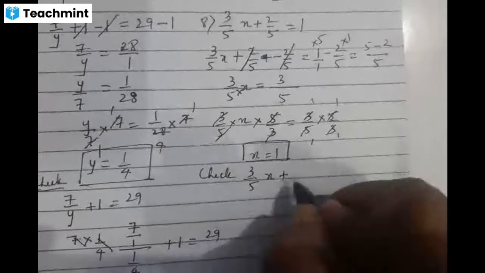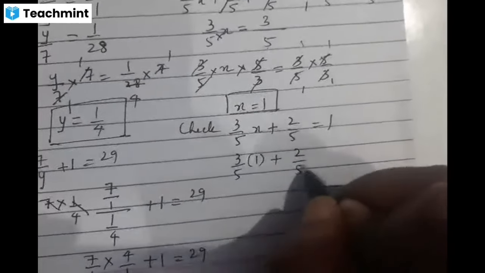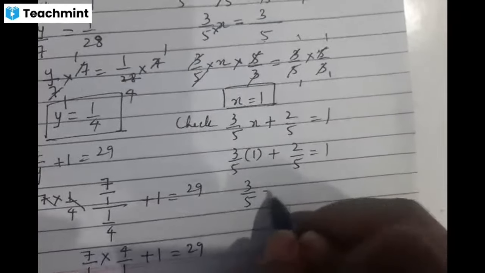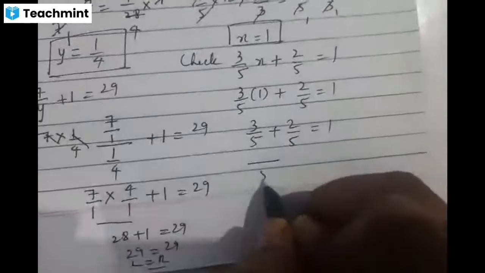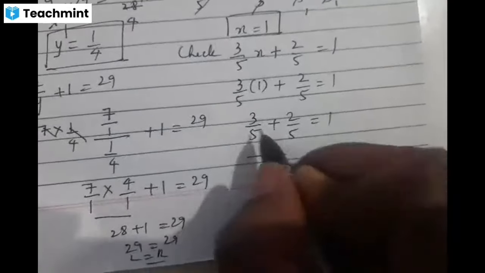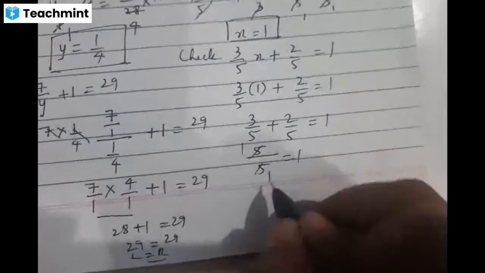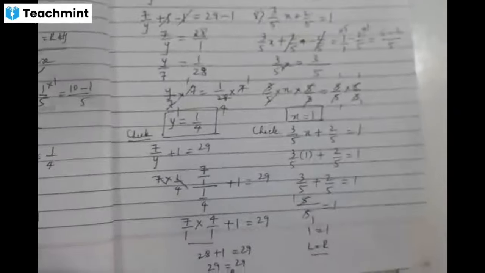3 by 5 x plus 2 by 5 is equal to 1. What is the value of x we have got? 1. Replace with 1. 3 1s are 3 by 5 plus 2 by 5 is equal to 1. What is the denominator? Common denominator is 5. Just add the numerators. Again it is 5. 5 1s are 5, 5 1s are 1. 1 is equal to 1. LHS is equal to RHS.